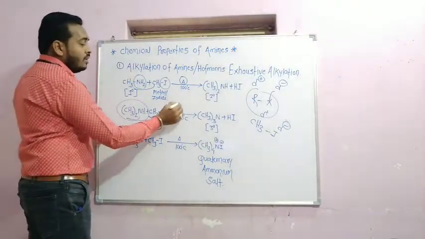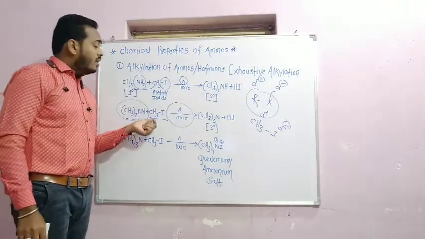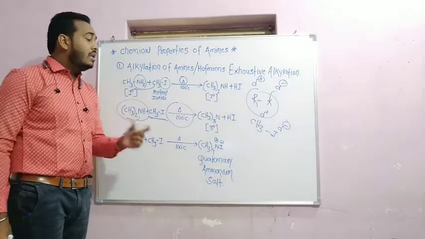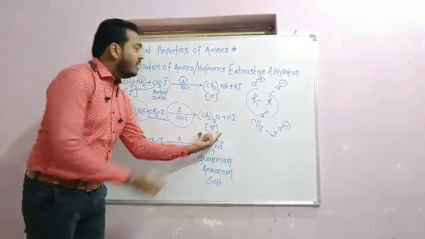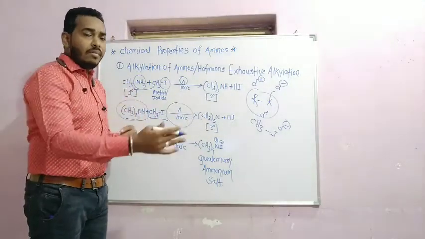Now look, secondary amines are also heated with an excess of alkyl halide at about 100 degrees Celsius in a sealed container. Then the tertiary amine is obtained. The same procedure is followed as in the conversion of secondary amine to tertiary amine.